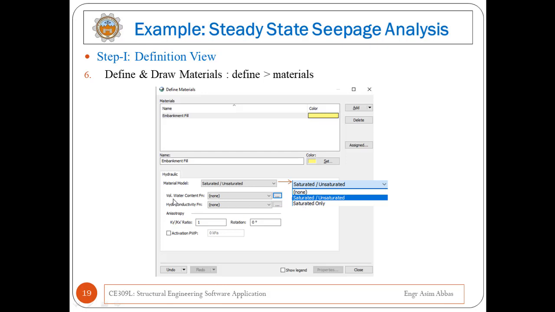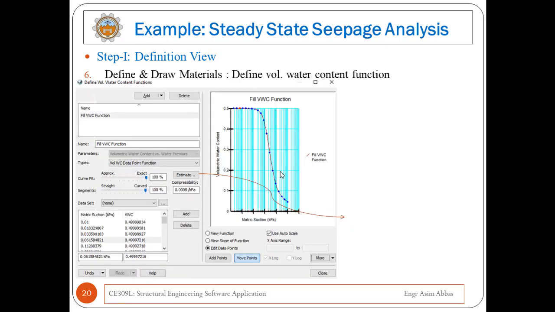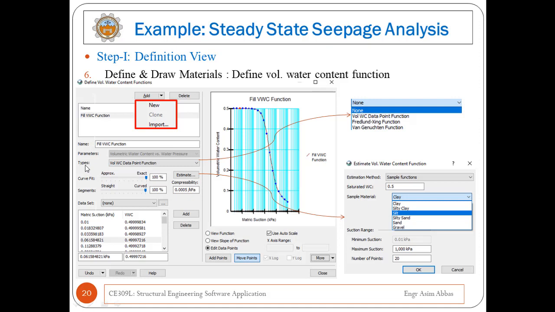And then we will define volumetric water content function, and then we will define hydraulic conductivity function. Right, so first of all we will define volumetric water content function. For that, click on this option, these three dots. Okay, when you click on the volumetric water content function, so this another window will appear. So from here we will add a new function with the name of fill volumetric water content function, right? And then we will choose the types volumetric water content data point function from the list, right?